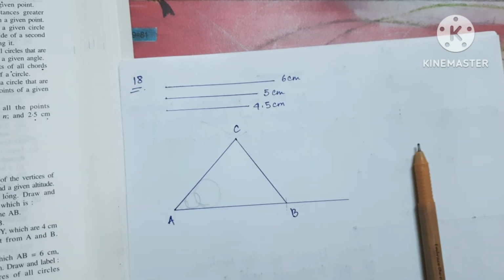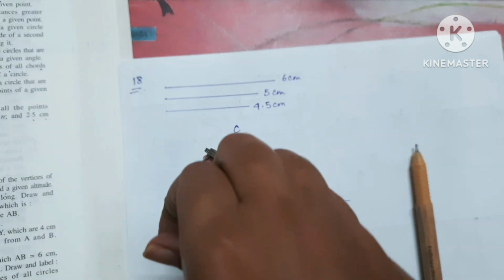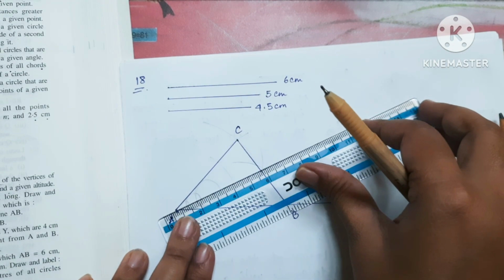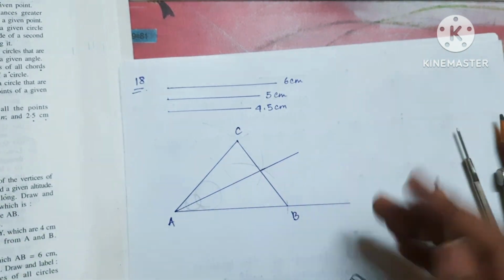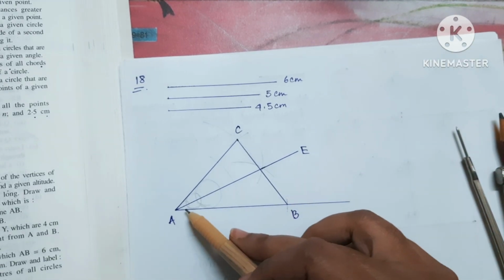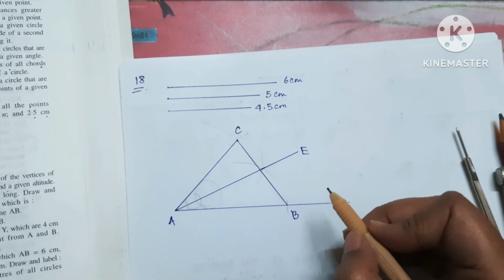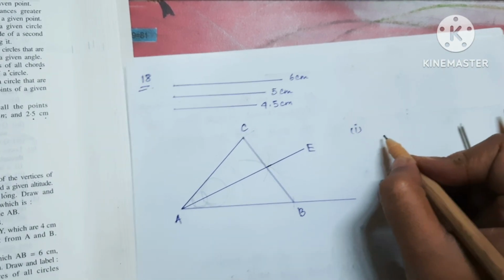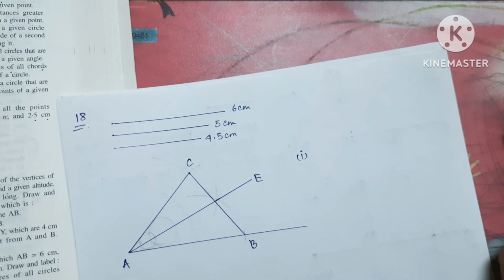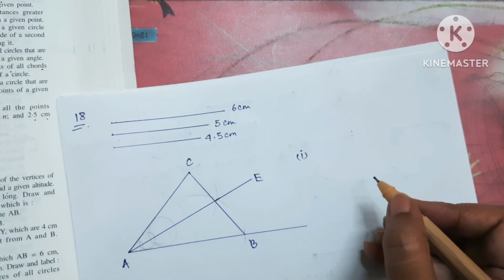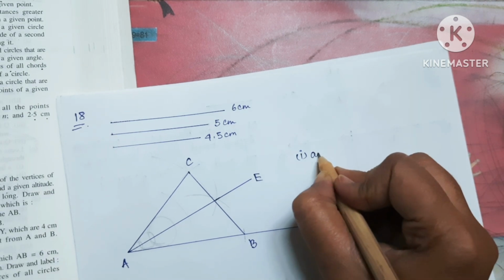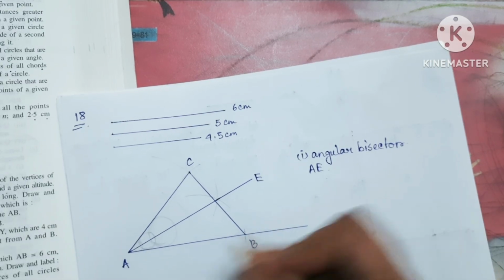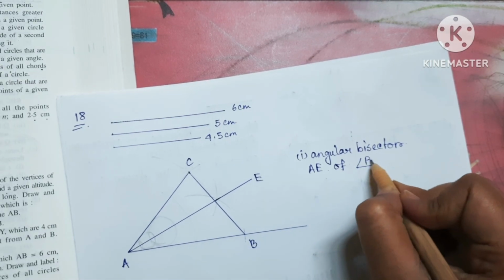So first you need to find the angular bisector. You have to draw it. So AE is the angular bisector of BAC, and that is the locus of the centers of all circles which touch AB and AC. So you can write here: first one, the locus of the centers of all circles which touch AB and AC is the angular bisector, here it is AE in this picture, of angle BAC.